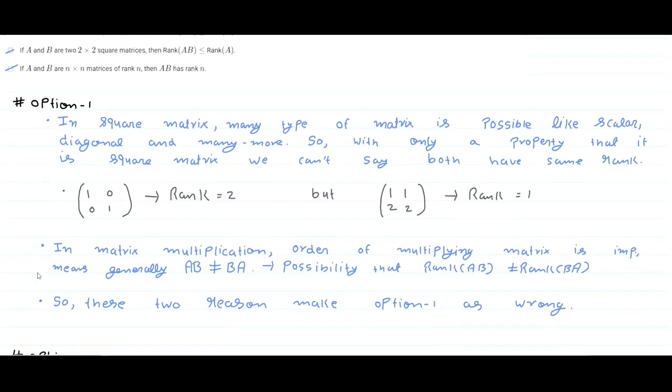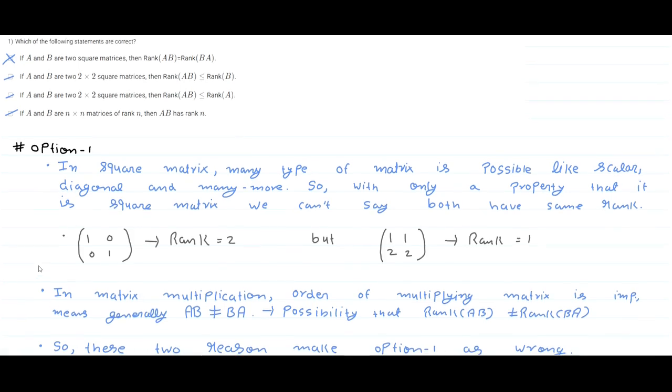And we know that in matrix multiplication, the order of multiplying the matrices is important, as generally AB is not equal to BA. And there is a rule to find the rank of a product of two matrices, which basically says that rank of AB is less than or equal to the minimum of rank of A and rank of B. So from these two reasons, we can clearly conclude that if A and B are two square matrices, then it is not necessary that rank of AB is equal to rank of BA. So the first statement is wrong.